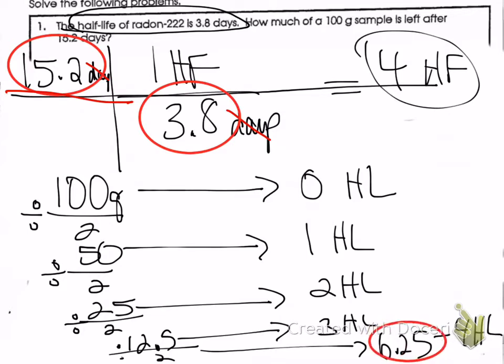So how much of the original 100 grams is left over after 15.2 days? We ended up with 6.25 grams of our radon-222. It went through 4 half-lives.